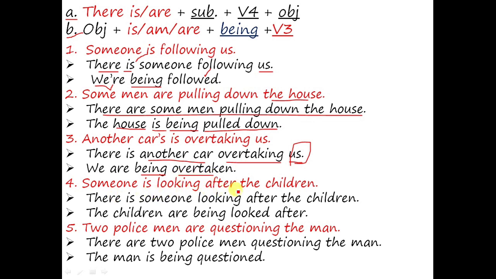Someone is looking after the children. So there is someone looking after the children. And passive, first use the object, the children, plural, therefore are, being plus V3, being looked after. Similarly, two policemen are questioning the man. So there are two policemen questioning the man. And passive, first use the object, the man is, this is singular, is, continuous passive, being plus V3, being questioned.